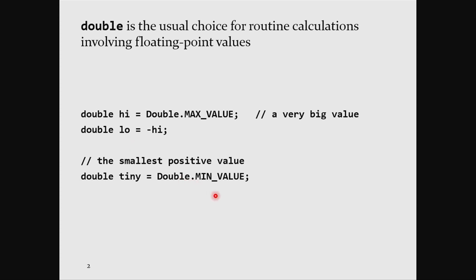Now, if you want the smallest possible positive value, that's Double.MIN_VALUE. That's the other thing you have to be careful about. For ints, MAX_VALUE is the largest positive value and MIN_VALUE is the largest in magnitude negative value. For doubles, MIN_VALUE is the smallest positive value, a very, very, very, very small number.